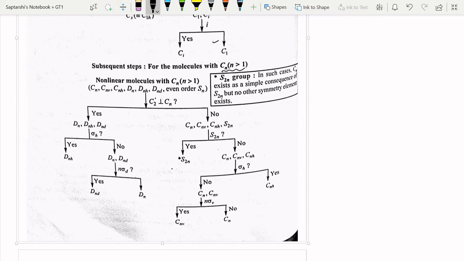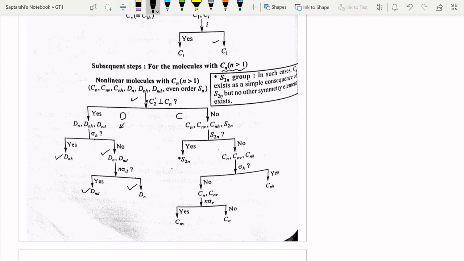For molecules with n more than 1, we check whether it has n C2 axes perpendicular to Cn. If that is the case, it will be in the D point group, and if it does not, it will be in the C point group. Within the D point group, we first check for sigma h. If it has, it's Dnh. If it does not, it's Dn or Dnd. If it has n sigma d, it will be Dnd. If it does not, it will be Dn.